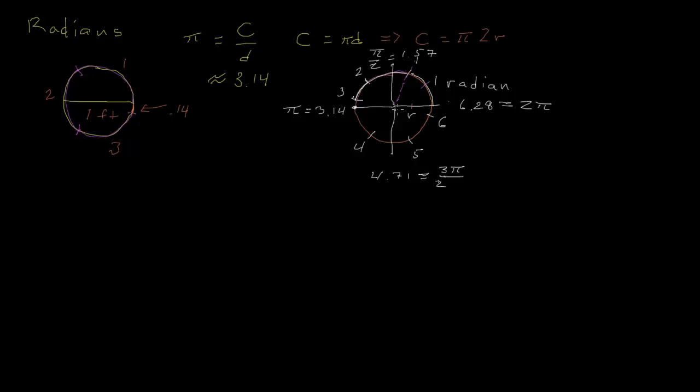Again, it's how many radiuses of arc we are on a circle compared to its radius. And it doesn't matter what the radius is. All circles are the same shape, and we always get this relationship.